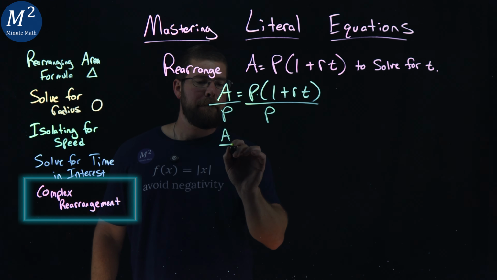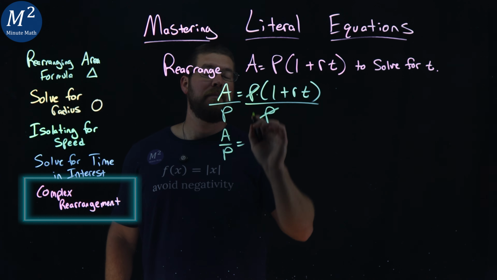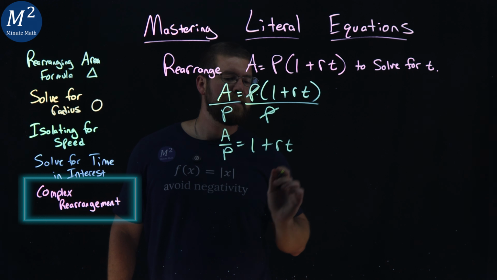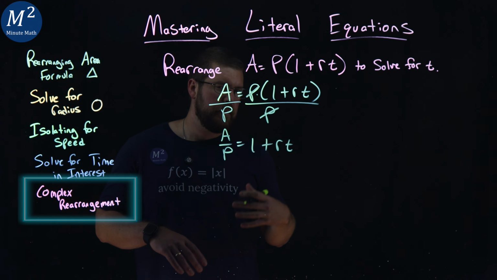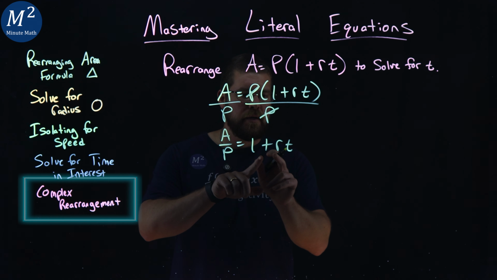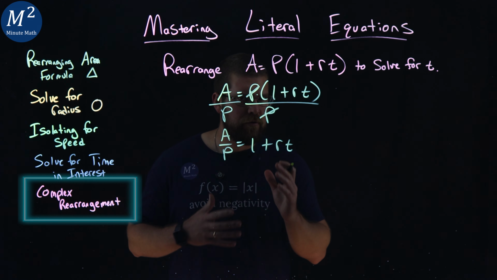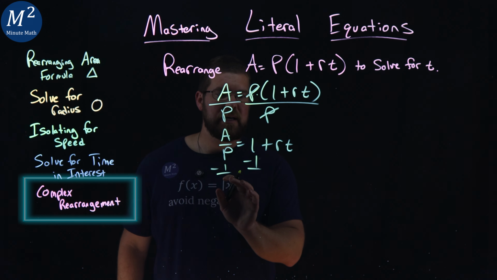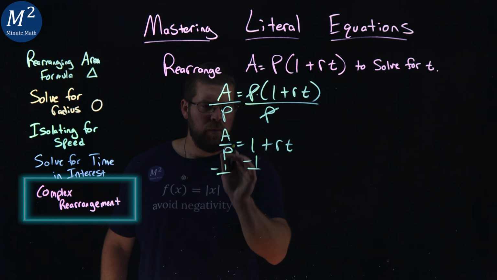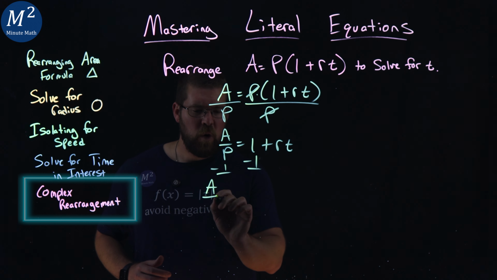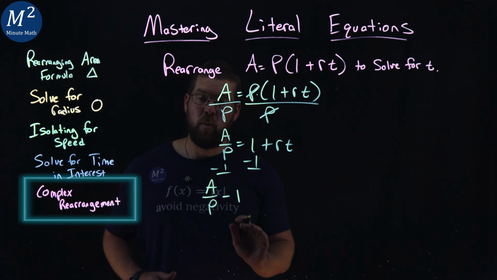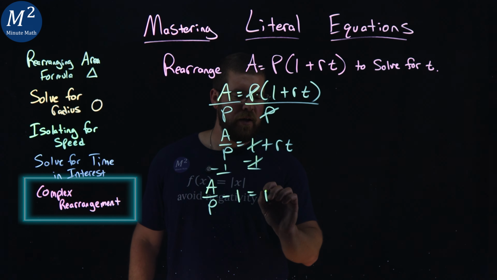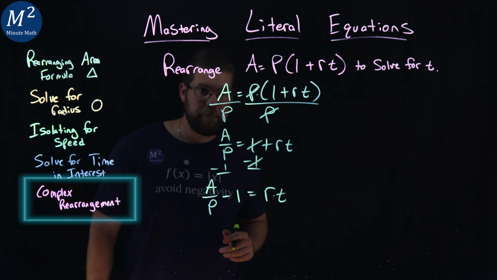So I have an A over P is equal to, P's cancel, don't need a parenthesis anymore, and we have 1 plus an RT. Now, kind of think opposite of order of operations here, right? We have addition, multiplication. Let's go with addition first. Let's get that 1 over to the left. I'm going to subtract a 1 to both sides of the equation. So be careful here. We have A over a P minus a 1, all right, we can't combine it, is equal to, these ones cancel, an R times a T.